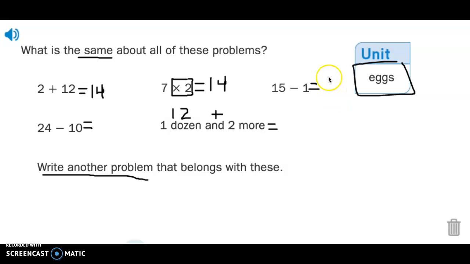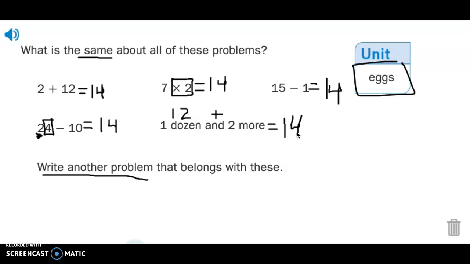15, 14 is 1 less. 24, take away 10. Well, that means I have to take 1 away from the tens position, and then my 1 stays the same. 1 less than 2 is 1, and then my 4 stays the same. Oh, look at that, another 14. And then a dozen, 12 plus 2 more is 12, 13, 14. Ding, ding, ding, ding. What is the same about all these problems? Their answers equal 14. Awesome.